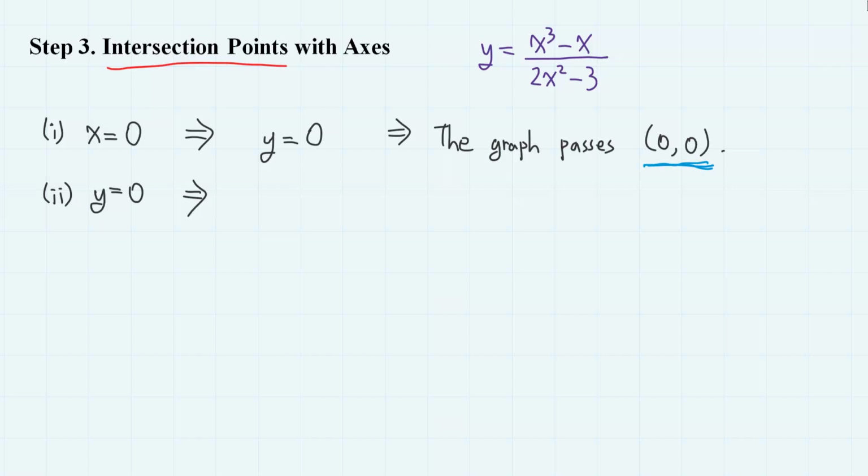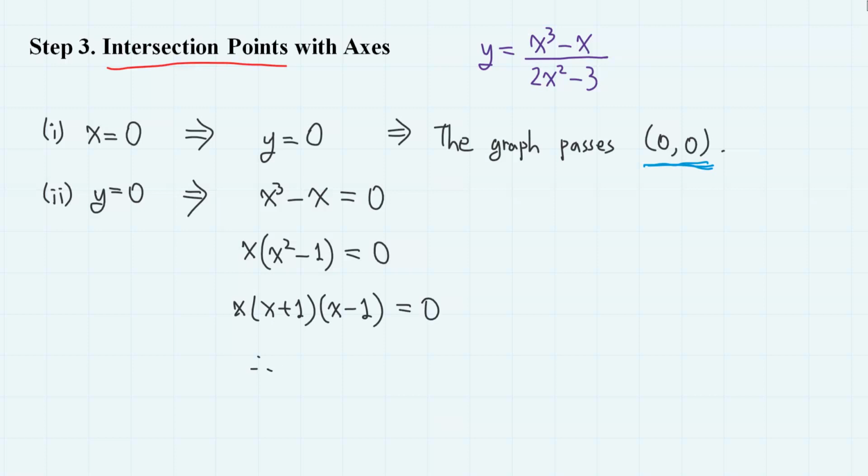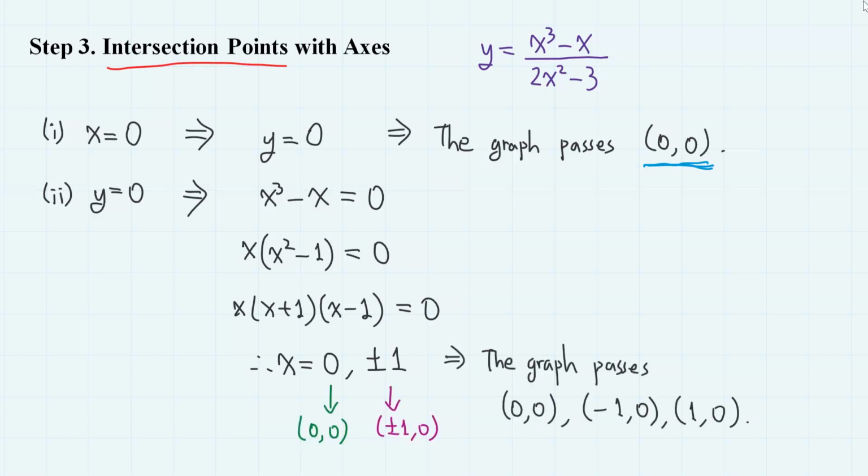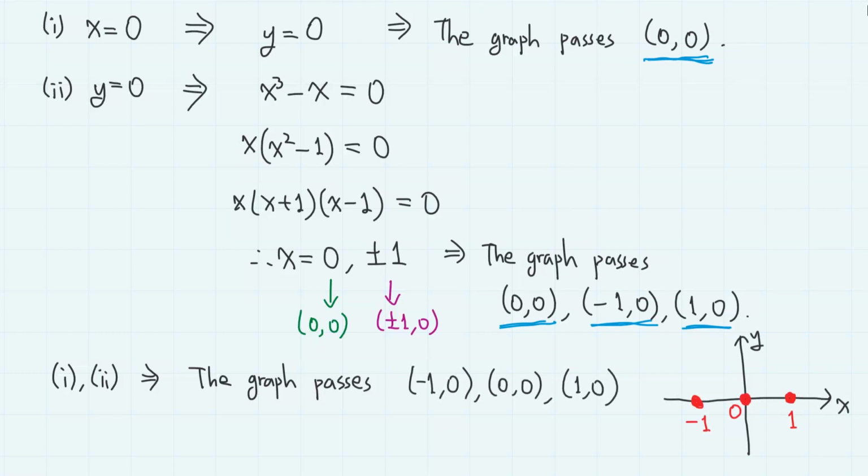Next, the x-intercept. If y equals 0, then x cubed minus x must be 0. So x times (x squared minus 1) must be 0. So x times (x plus 1) times (x minus 1) must be 0. Therefore, x equals 0 and plus minus 1. Here, x equals 0 means the origin, and additionally, we have (minus 1, 0) and (1, 0). So in conclusion, we know that the graph passes through (minus 1, 0), (0, 0), and (1, 0).